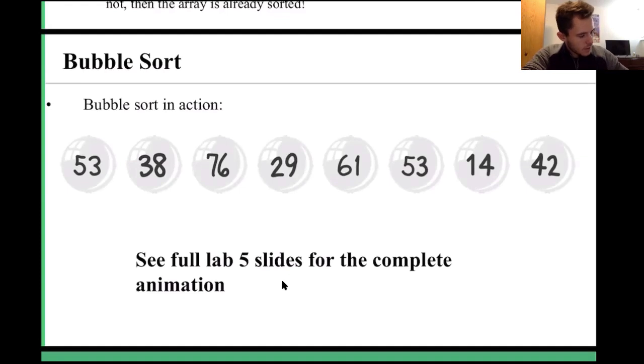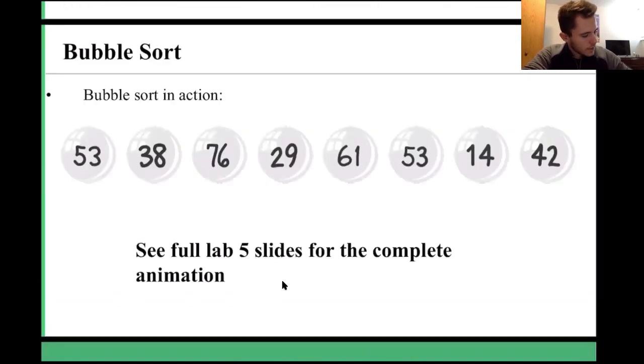Bubble sort in action. I only have the partial slides here, but we can go through this anyways, because I can draw things out. Essentially, we continuously swap each element; we bubble each element up. On our first pass, we start with the 53 compared to the 38. These two need to swap, and then we compare it to the 76. The 76 is larger than the 53, so that's good.